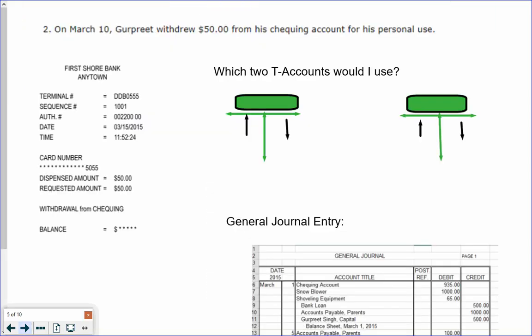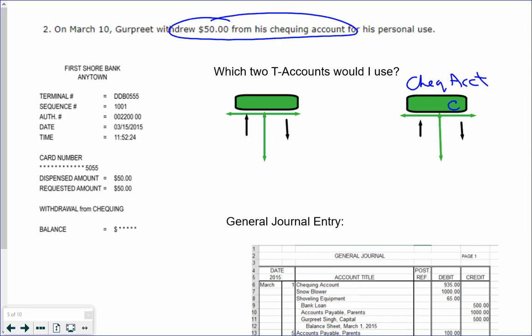Okay, let's do another one. On March 10th, Gurpreet withdrew $50 from his checking account for his personal use. So remember, he's the owner of the company. So the checking account, okay, he withdrew $50 from the checking account. So he is going to credit $50.